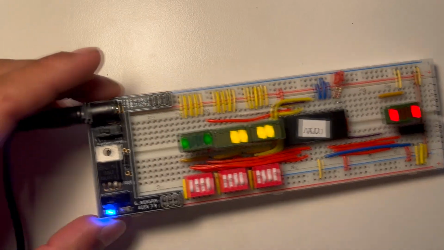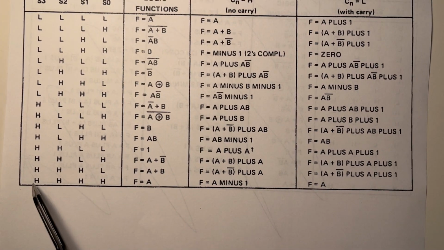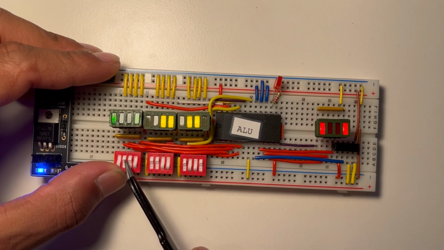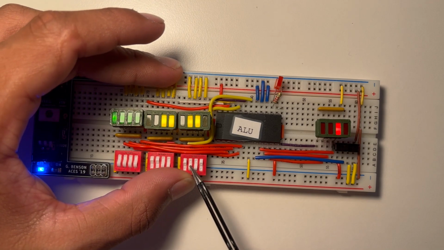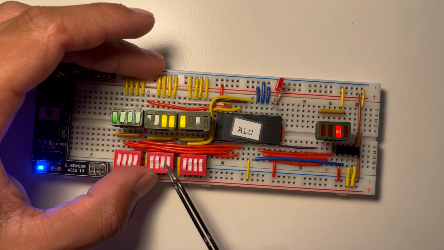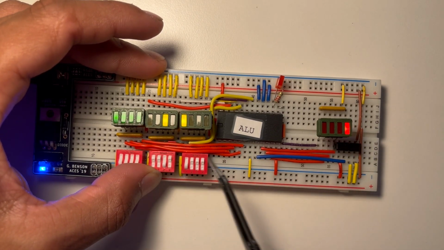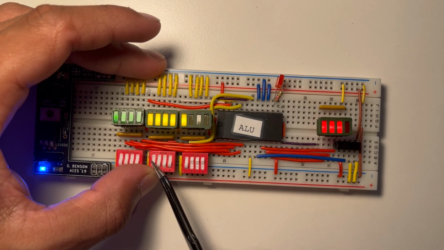Anyways, the last function I'll demonstrate is f equals a minus 1. That is the very last function on the data sheet, and as we can see, it's when all the S pins are high. So going back to our Explorer one last time and setting all of our S pins high, just like the first, f equals not a, it will ignore anything on the B input because it's just looking at a, and it's just subtracting 1. So if we have 1, we get 0, just as you expect. 2, you get 1. 3, you get 2, and so on, all the way up to 15, you get 14.